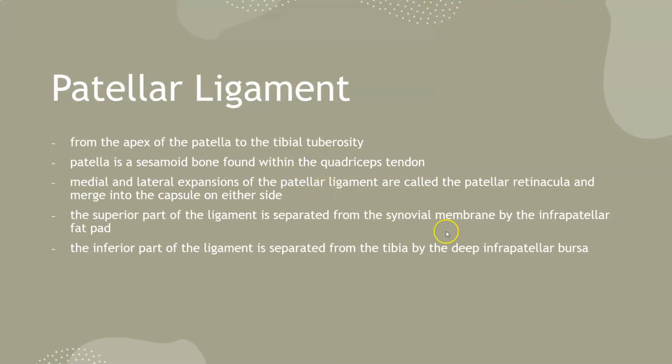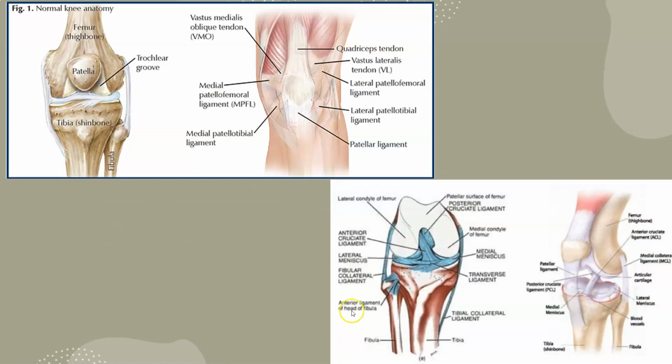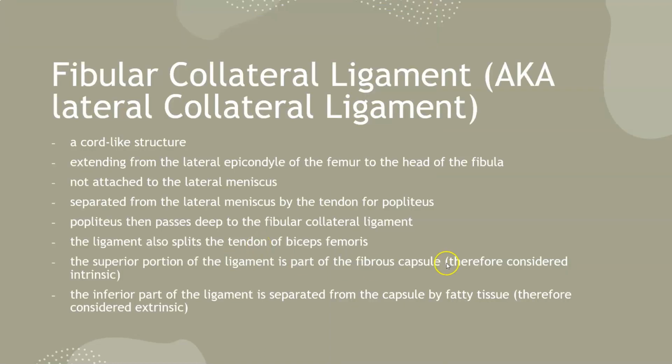The superior part of the ligament is separated from the synovial membrane by an infrapatellar fat pad, and the inferior part of the ligament is separated from the tibia by the deep infrapatellar bursa. So we can see that there is a bursa sort of up here and below, and we'll get into those bursa just a touch later.